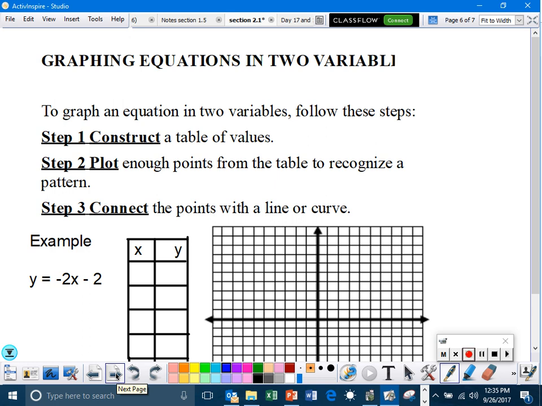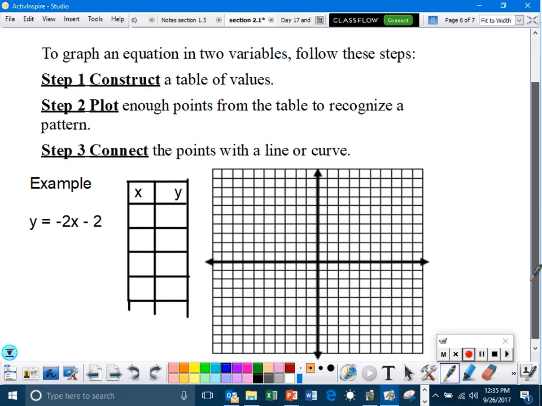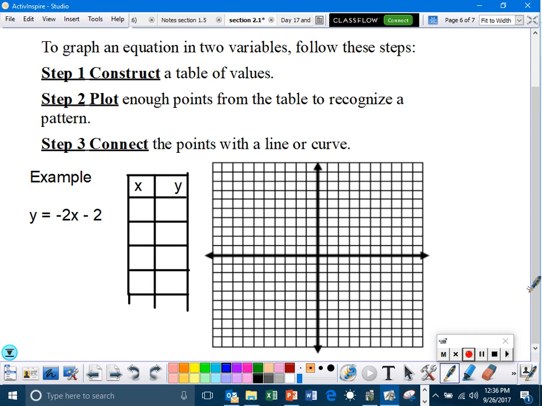All right, so graphing equations. Okay, you've done this before. So step one, it says construct a table of values. Well, you can draw a graph without having to construct a table of values. But I'm just going to go through making that table and then plotting some of the points, because this goes along with input output, just getting that connection.